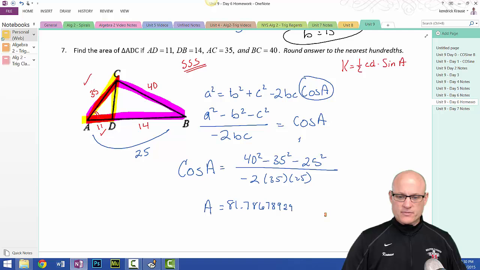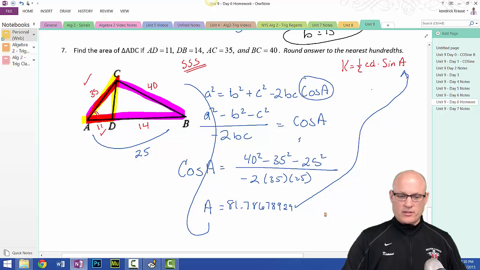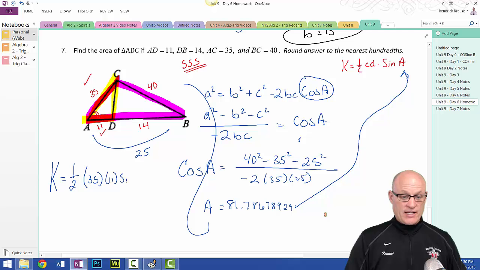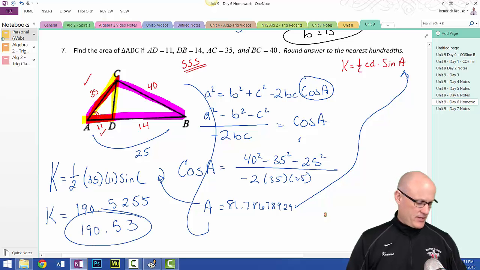So now I'm going to use this. I'm going to plug it into this formula. I'll do it over here. K equals 1/2. Now, I'm working in this small triangle. We said we're going to use c and d. We're going to use the 35 and the 11. 35 times 11 times the sine, got to use the right formula, of A. And if I type this in, I get K equals 190.5255. Round to the nearest hundredths, I get 190.53. Kabam, there's my answer.